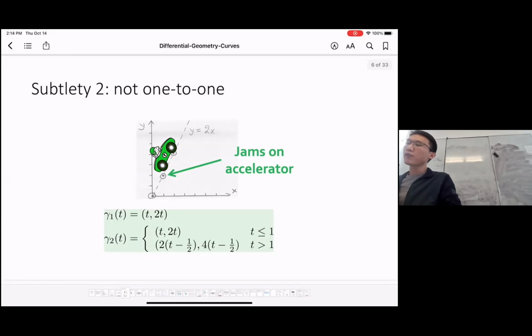So you can think of this as James driving a car on this line, but when he reaches t equals 1, there is an accelerator. So he suddenly speeds up and doubles his speed. Following both functions, we get the same curve, but this non-one-to-one mapping can really cause some trouble for us.